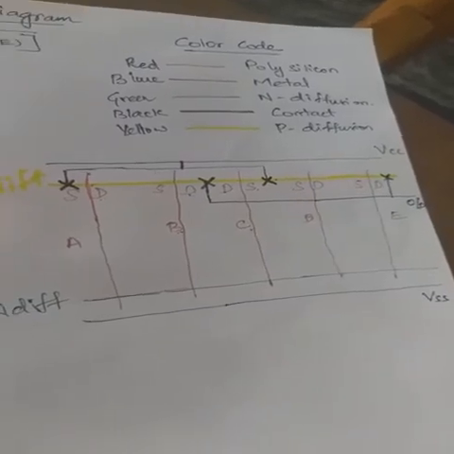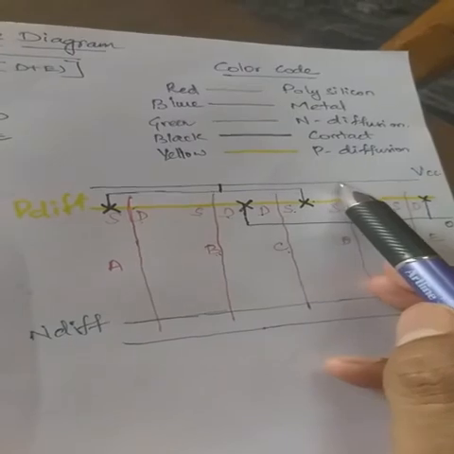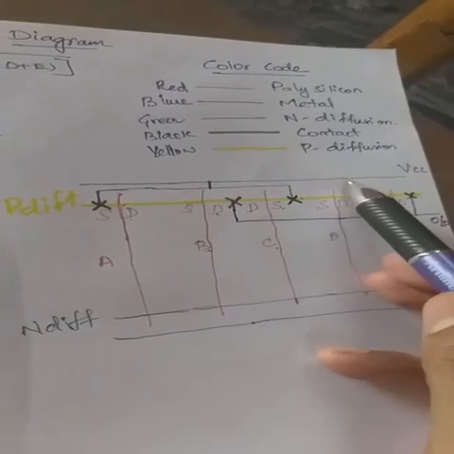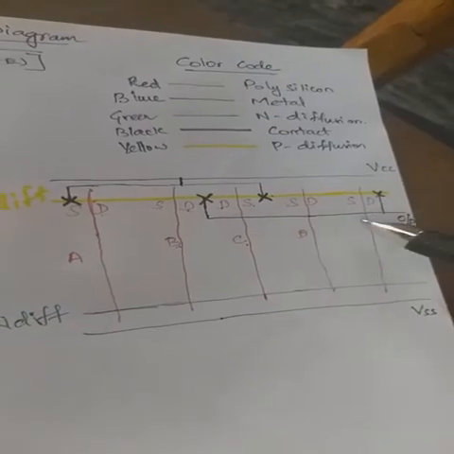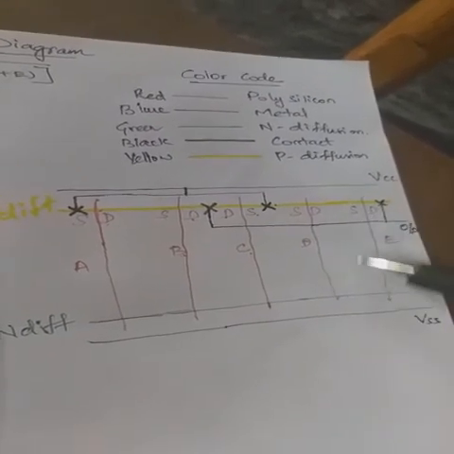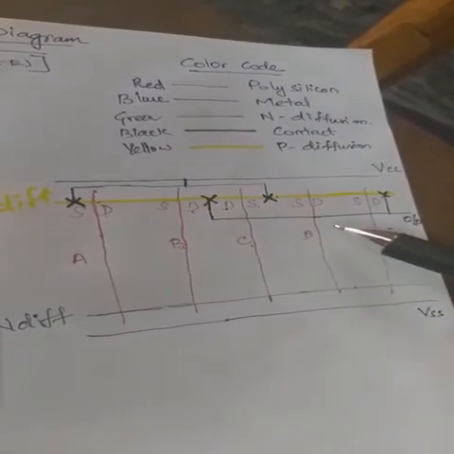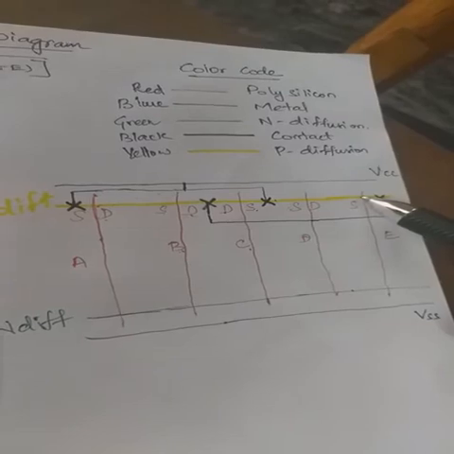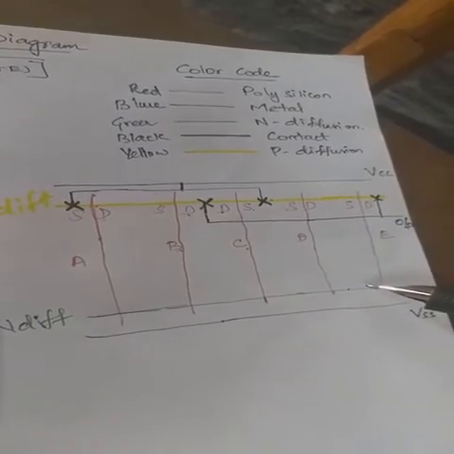So once again I repeat, the first thing is about drawing your metal layers, one for your VCC and another one for your VSS. The next step will be to draw P and N diffusion lines. The P diffusion line will be drawn in yellow color and the N diffusion in green color, and this will be below the supply, and this will be above your ground terminal.